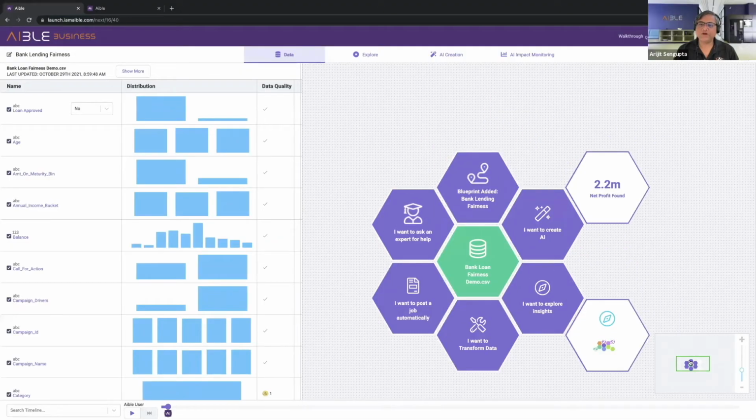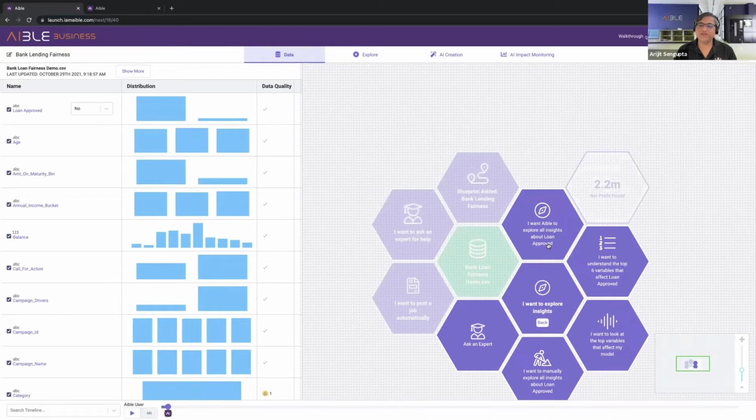So right now we are in Aible looking at a data set. This is a bank lending data set where we are trying to look at whether or not the bank approved a loan and create an AI which will help them understand how to approve loans better. So I just want Aible to explore all insights about loan approval.